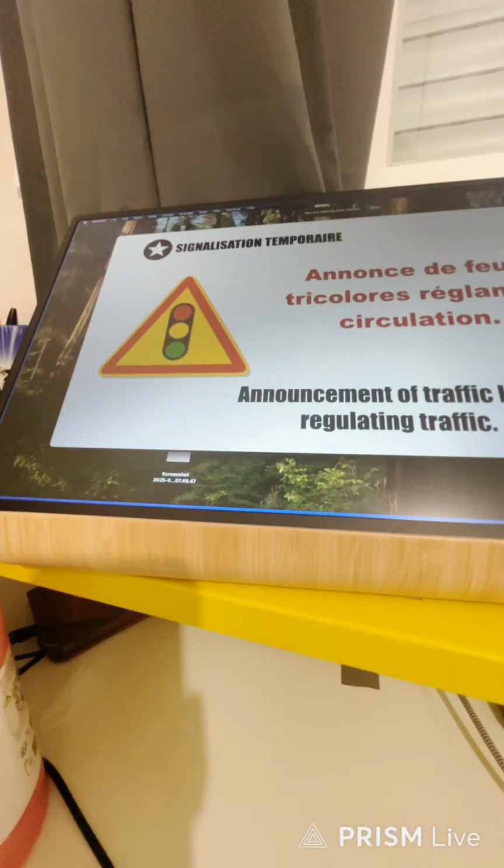Who can tell me the general rules of danger panels? I'm waiting now. Who can tell me the general rules of danger panels?